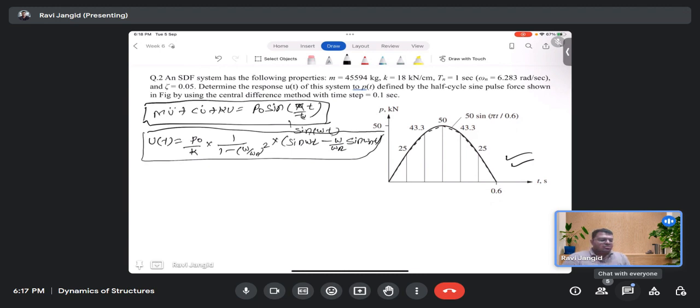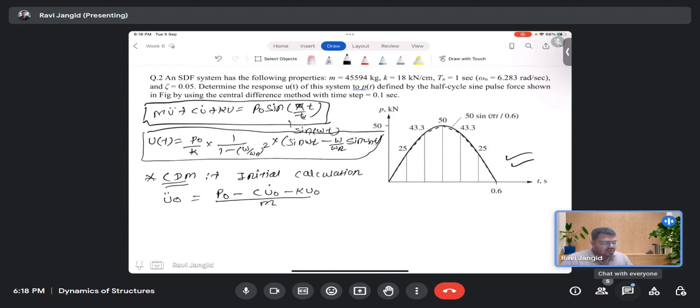So for doing the central difference method, what are the things we require in the initial calculation? For this we need to determine first u double dot naught. That is determined as p naught minus c u dot naught minus k u naught, divided by m.